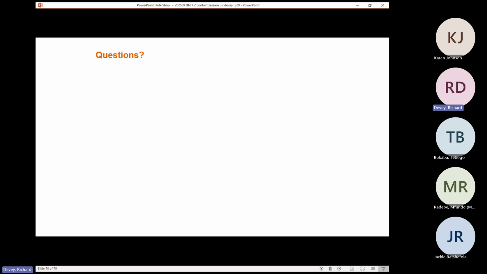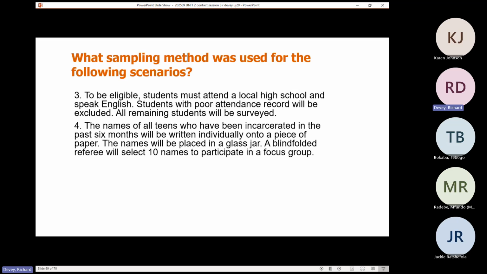So are there any questions about sampling and populations and so on, before we move on to the next session? Any questions?